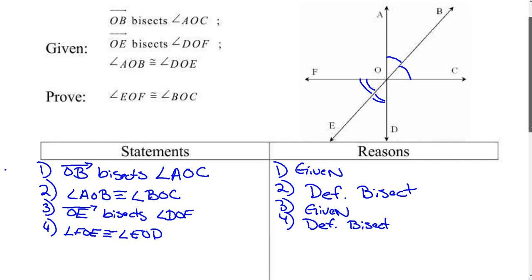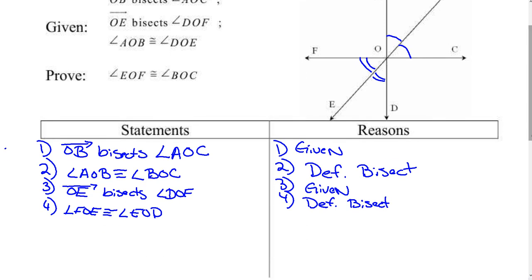Okay, so I have a lot of information up there. Now, what else do I do? Is there anything else I still haven't used yet? The other given. I have one more given, don't I? This given right here. So this given, so 5. It's angle AOB is going to be congruent to angle DOE. Given.